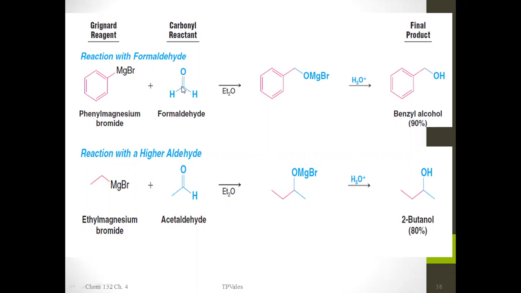We will attack this carbon. When it attacks this carbon, we actually form a bond. This is converted to an O minus, with three unshared electrons, and we acidify further with H3O plus. So the O minus is paired with MgBr, and acidifying that further, you actually get your alcohol.